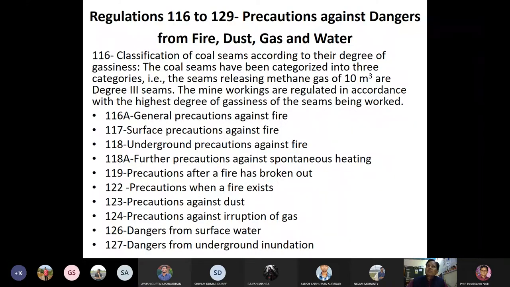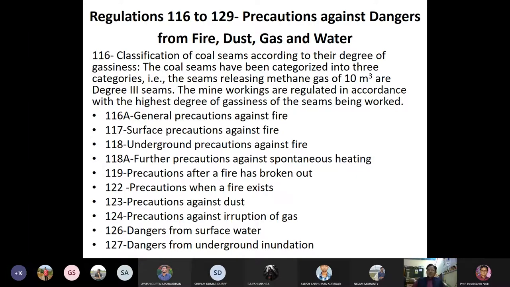In the regulation, there is a classification system. You know that the coal mines are classified as gassy 1 mine, gassy 2 mine, gassy 3 mines, depending on the degree of gassiness of the mine. The coal seams have been categorized into three categories. The seams releasing methane gas of 10 cubic meter are called degree 3 gassy coal seams. The mine workings are regulated in accordance with the highest degree of gassiness of the coal seams being worked.